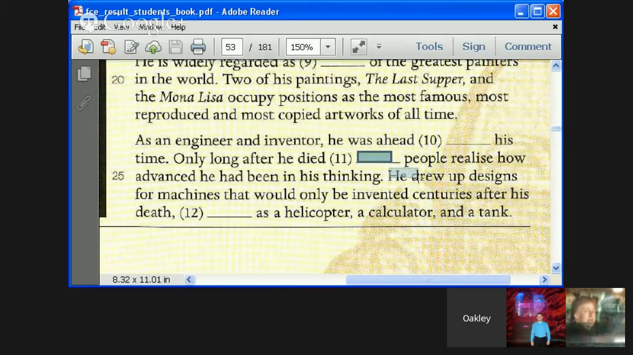Okay, Ken, last one here. He drew up designs for machines that would only be invented centuries after his death, blank as a helicopter, a calculator, and tank. Such as. Very good. All right. To introduce, obviously, to introduce examples. Okay. Great job. And we still have time for more. So let's do more.